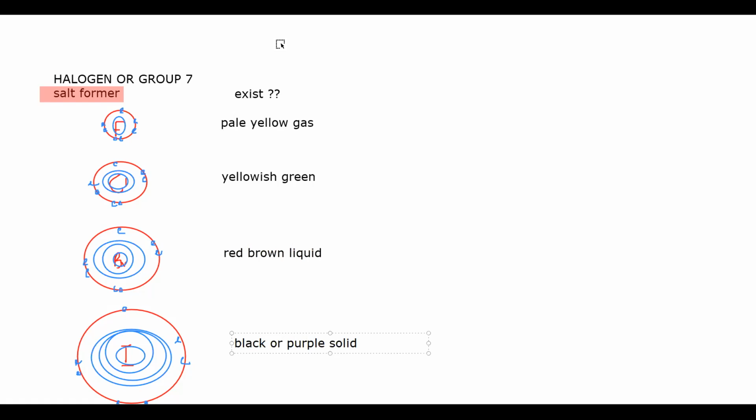As we go down the group, what we observe is that the color intensity increases. The color will become darker as we go down the group.